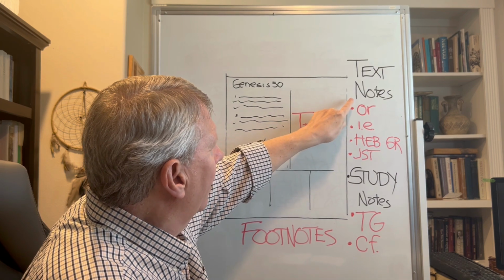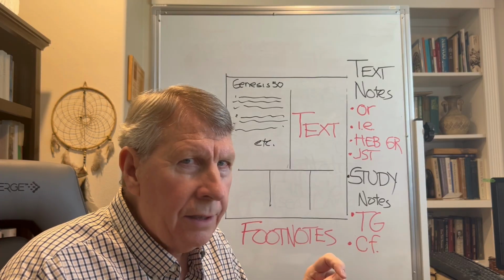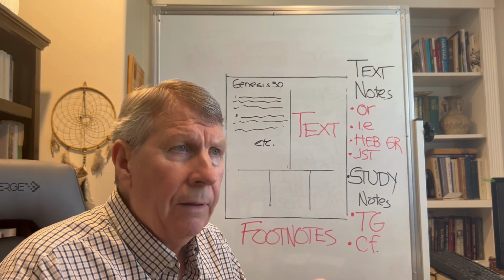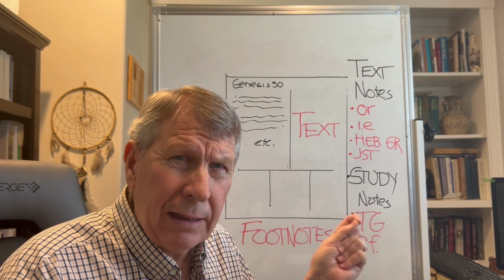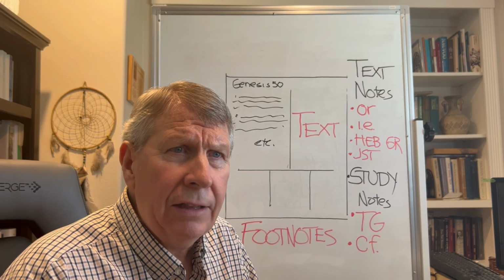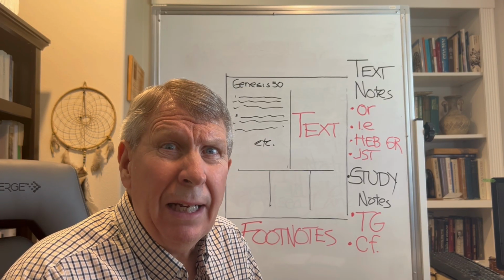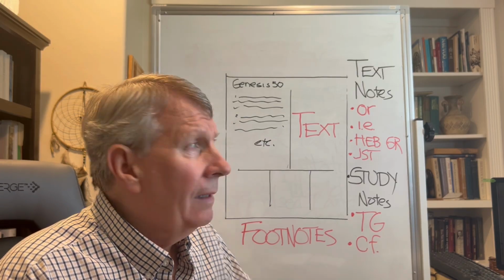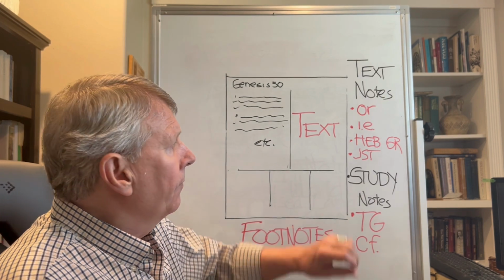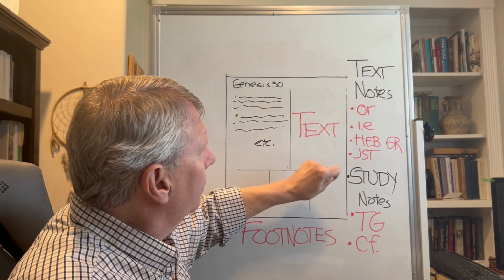Text notes are designed to help you understand what the text is actually saying, not an interpretation of the text, not what it is teaching, but what it's saying. This is 1600 English, and that can be hard to understand, and English has changed in meaning in many words, and we need updates on many of the words, and text notes will help you understand what the text is saying. And there are 4 kinds of text notes.